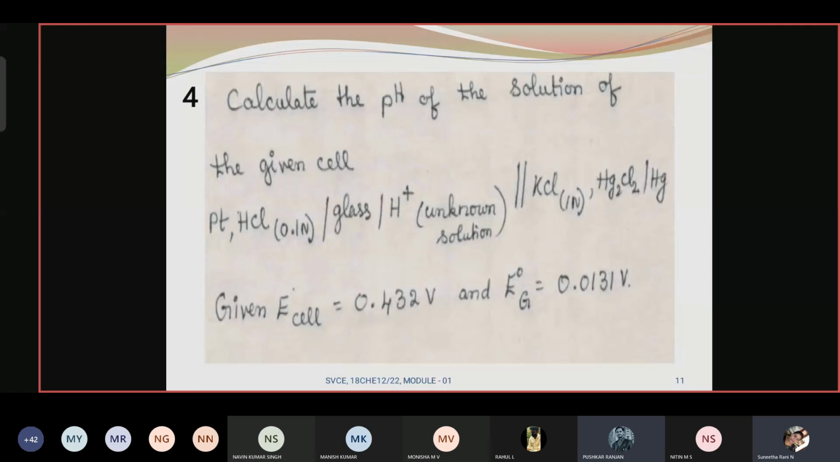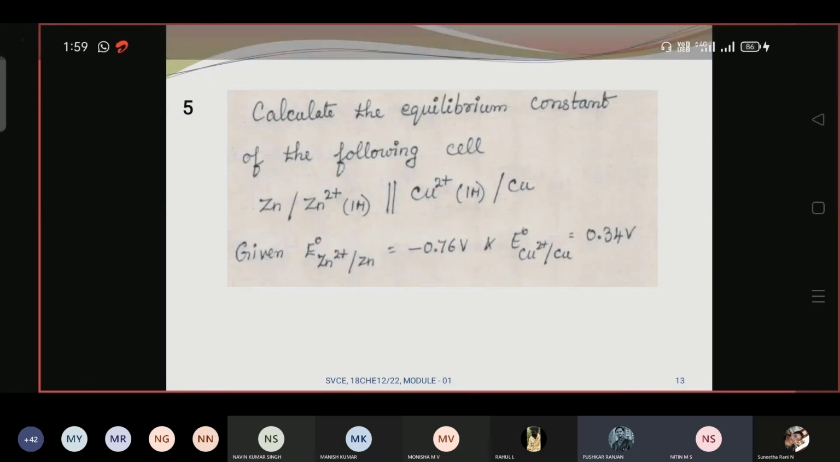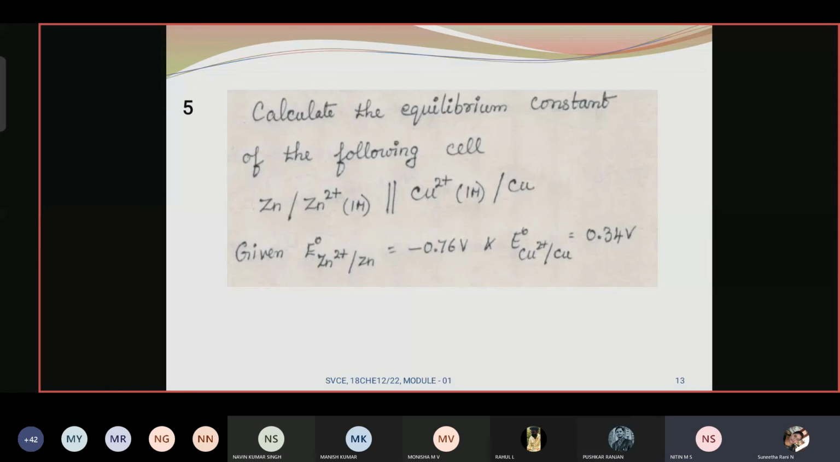Write down the next problem. Calculate the equilibrium constant of the following cell. Excuse me, ma'am, the question is not visible on the screen, the previous page is visible. Now it is visible, ma'am. Okay, right.